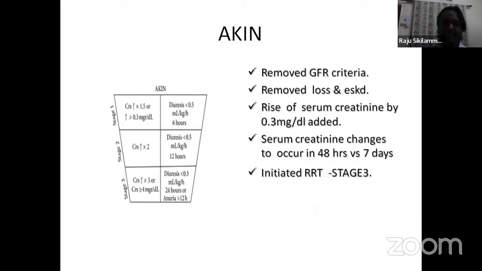Then come to the AKIN criteria. The AKIN criteria are a modification of the RIFLE criteria. They removed the GFR criteria and removed the last classification, End-stage kidney disease. Then they included an acute rise of creatinine by 0.3 milligram per deciliter within 48 hours. The main difference is that they considered serum creatinine changes occurring within 48 hours versus 7 days. Then they considered the initiation of RRT at stage 3.